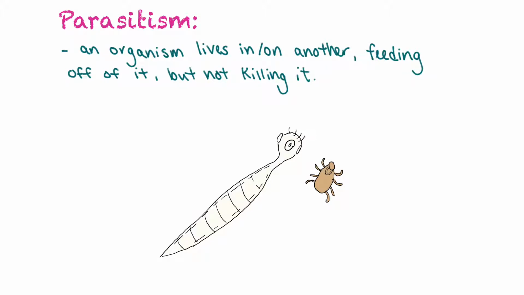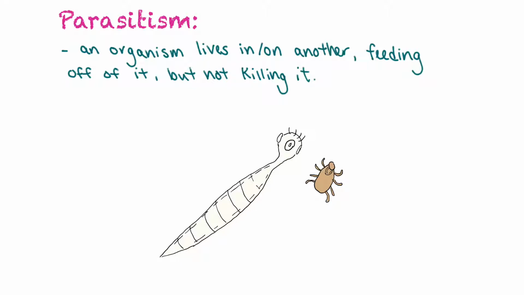Parasitism is when you have a parasite. So an organism lives in or on another organism, and they feed off of the organism, but they don't kill it. Some examples of parasites that we're mindful of might be tapeworms. Our animals, our pets can get tapeworms and can even pass them on to us, and we can get them from meat that's not properly prepared.